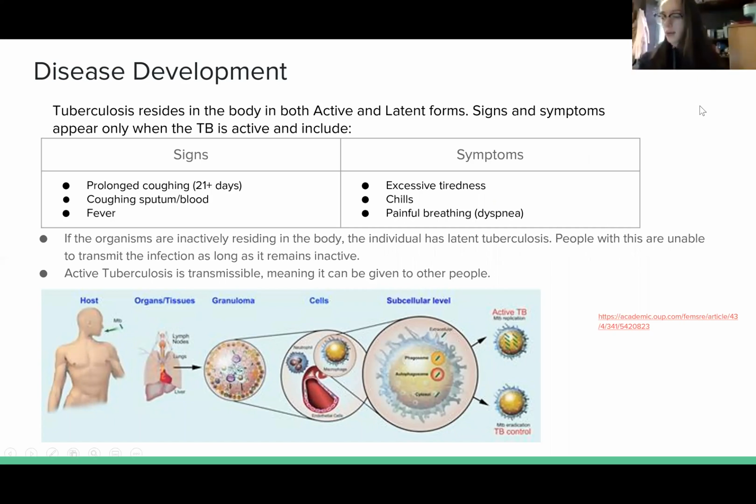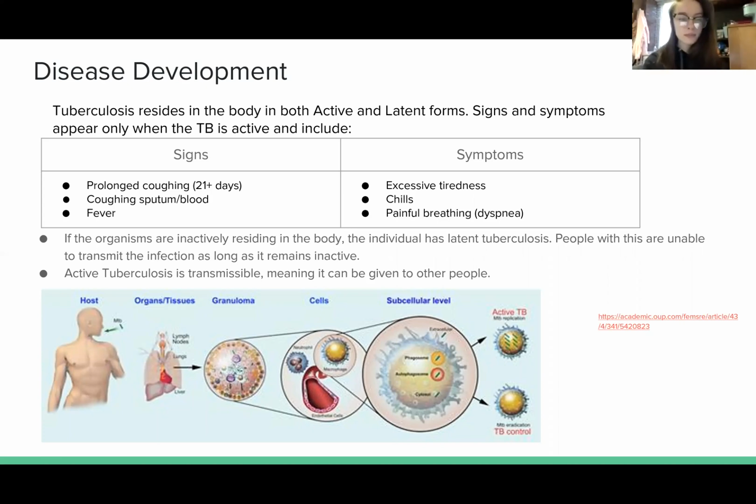Tuberculosis, while inside the body, can reside in one of two ways, either active or latent. Latent TB does not show signs or symptoms and cannot be transmitted to others. Signs and symptoms of tuberculosis are only displayed when TB is active. These include a prolonged cough over 21 days, coughing blood or sputum, fever, tiredness, chills, sweating, or painful breathing.